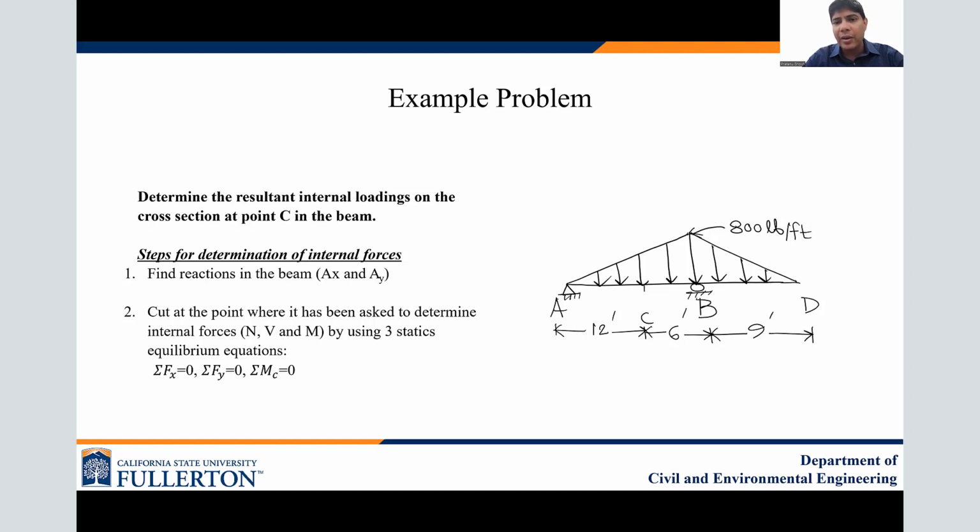And then once you find the reactions, we'll cut the section exactly at point C as we have seen, and we'll develop the internal forces and apply the equilibrium equations from statics: summation of Fx is 0 to get our axial force, summation of Fy is 0 to get our shear force, and summation of moment is 0 to get our bending moment. All three internal forces will be computed, and then the sign convention will be defined. So let's solve this problem. I'll close this one, and then we'll open Microsoft OneNote to solve the problem.